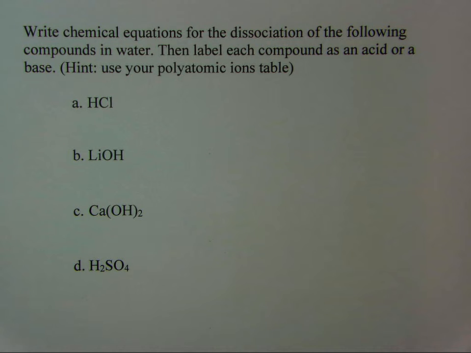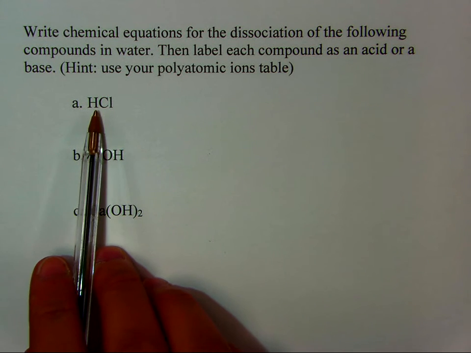Write chemical equations for the dissociation of the following compounds in water. Then label each compound as an acid or a base. As a hint, use your polyatomic ions table. So let's work through these one by one, starting right here with hydrochloric acid, HCl.